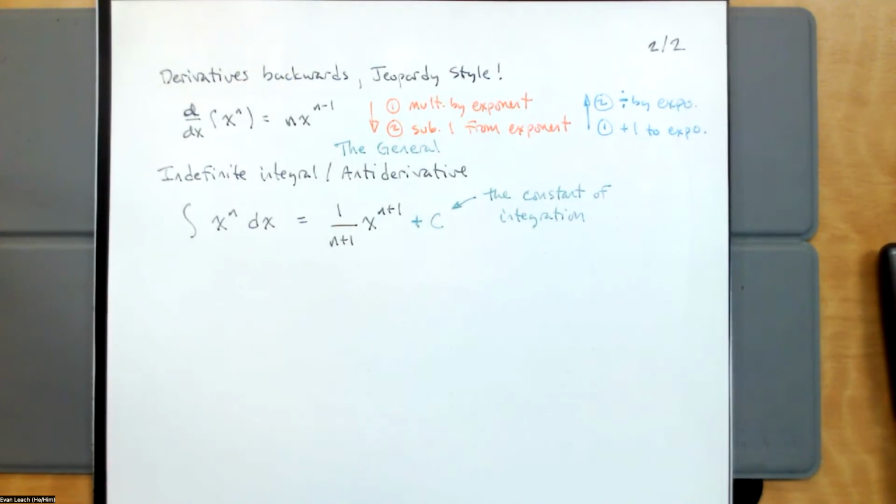We don't know what was there before, because when we take the derivative of every constant, we always get 0. So we know that the function looked like x to the n plus 1 over n plus 1, but we don't know what the constant looked like without additional information.